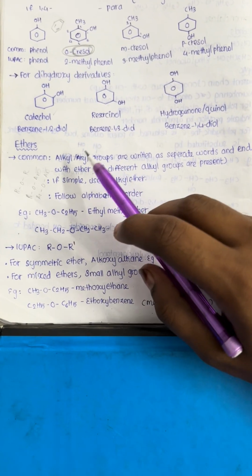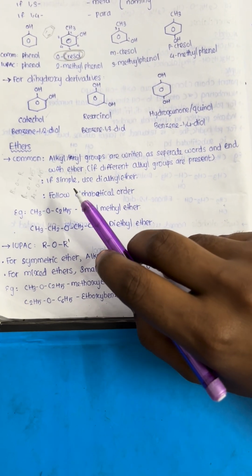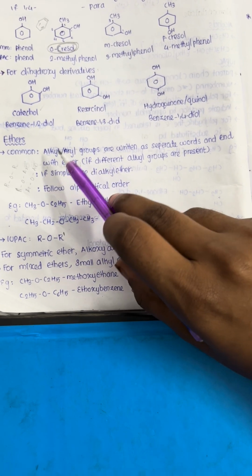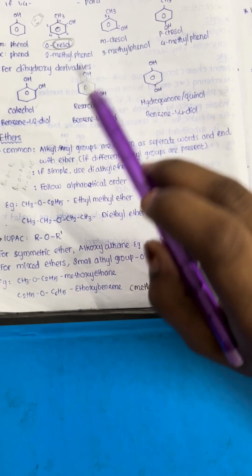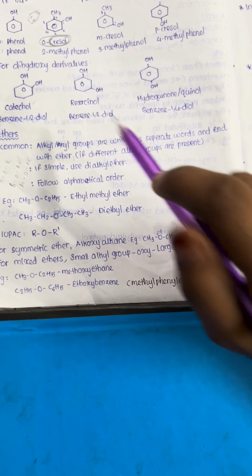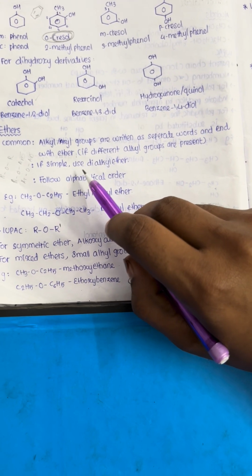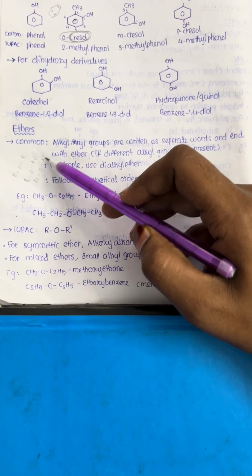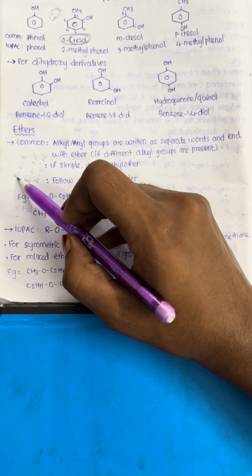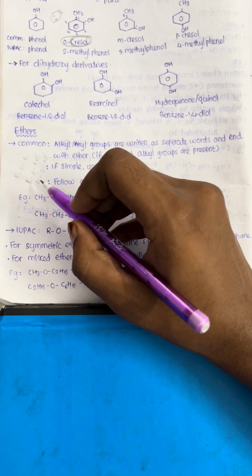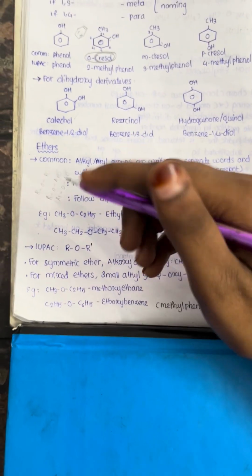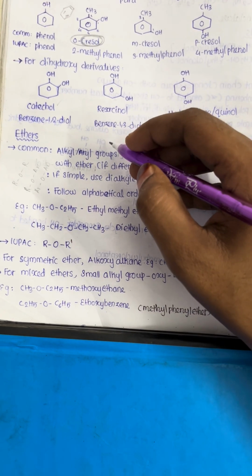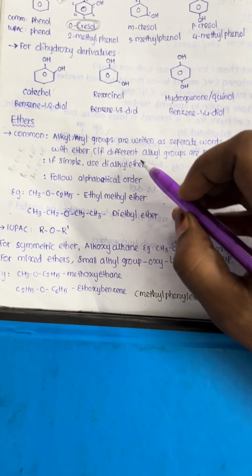The name should end with ether. If different alkyl groups are present, so for unsymmetric or mixed ethers, we write alkyl alkyl ether, or alkyl aryl ether, or aryl aryl ether, if they are different. If it is a simple or symmetric ether, use the name dialkyl ether. If both R groups or both Ar groups are the same, just write dialkyl. So if it is CH3, dimethyl ether. If it is ethyl groups, write it as diethyl. If they are different, we should write the alkyl groups in alphabetical order for unsymmetric ethers.